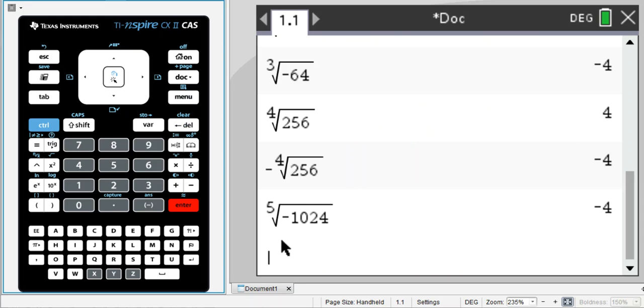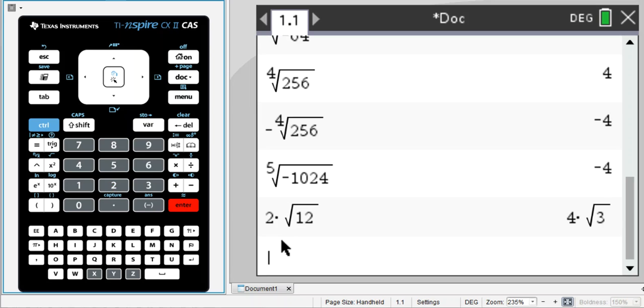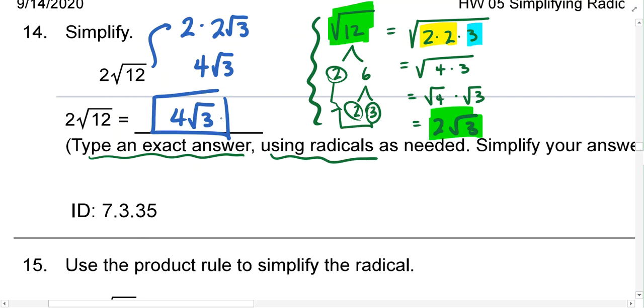Now here again, most calculators can't simplify this, but I believe this one can. So what happens when I press 2 times the square root of 12? Well, there it is, 4 times the square root of 3, exactly what we obtained by hand.